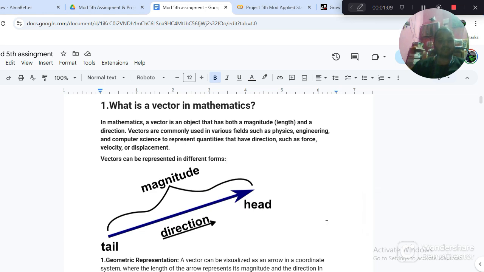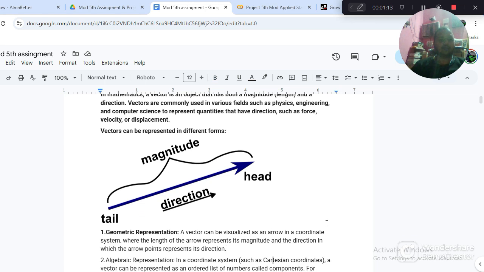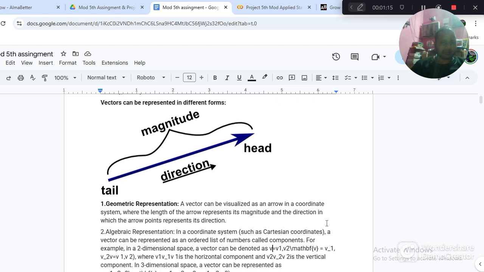Vectors can be represented in different forms. Now I can show the diagram of them. The diagrams represent the tail and head, direction and magnitude.